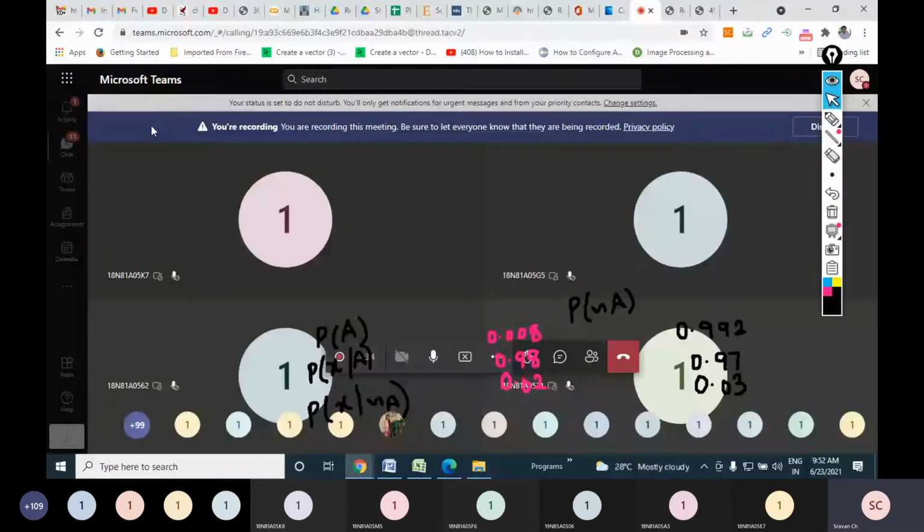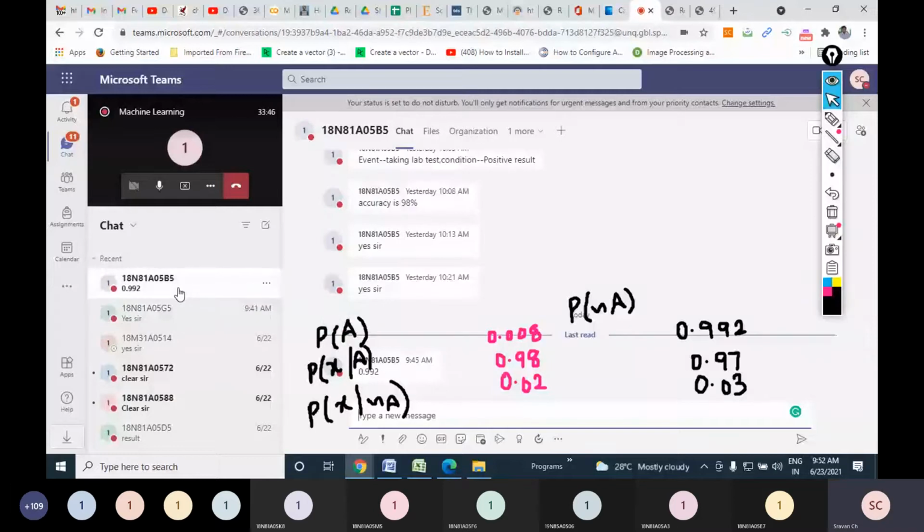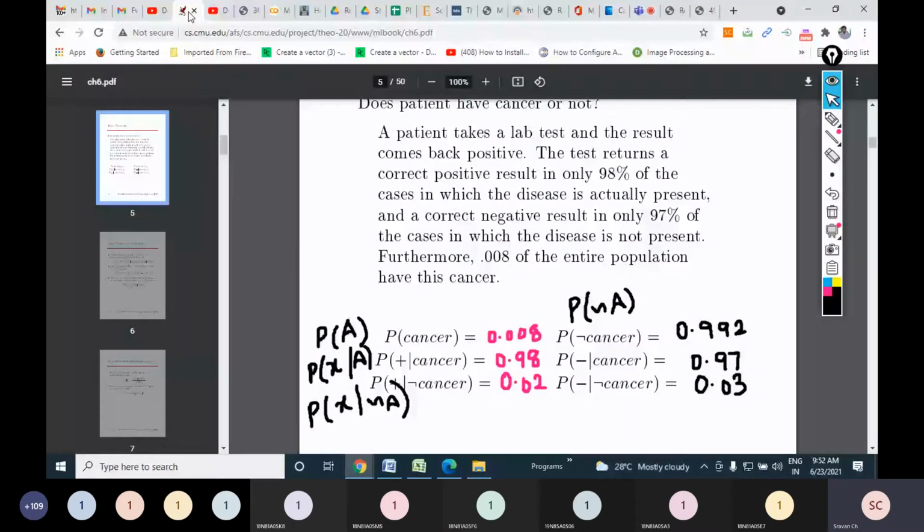No, that is only P of negation A. Achha, that you have answered for the previous one. Okay. So is it correct? So what is P of A? This one, 0.008. P of not A is 0.992. P of X bar A is 0.98.